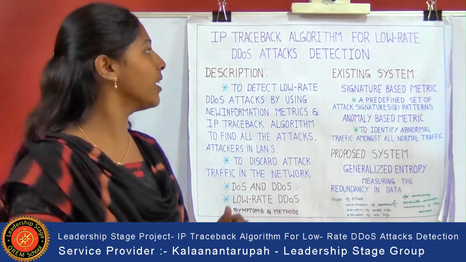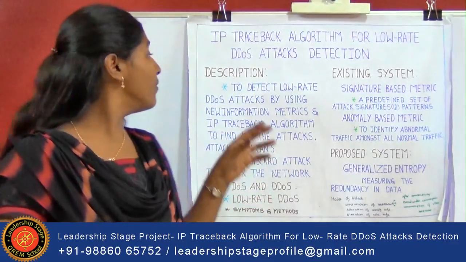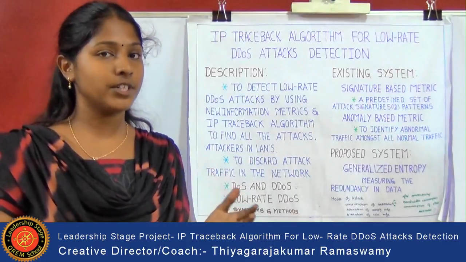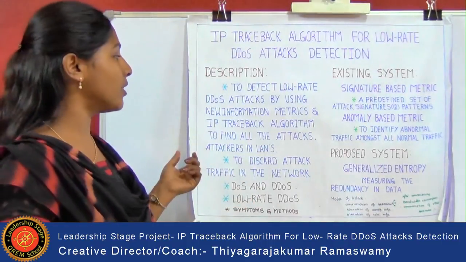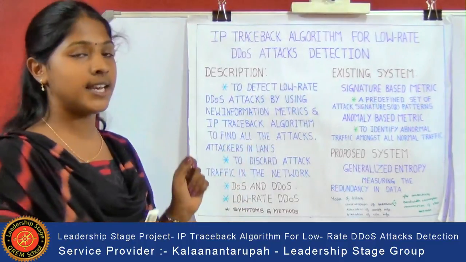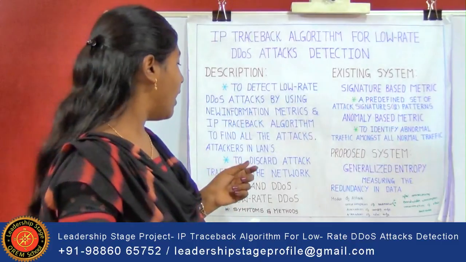DDoS attack detection. The main scope of the project is detecting low rate DDoS attacks by using a new information matrix and an IP traceback algorithm to find all the attacks as well as the attacker in the local area network, that is LAN, and also to discard the attack traffic in the network.